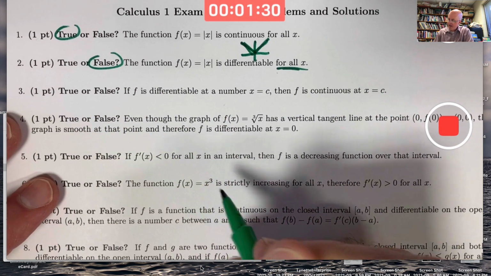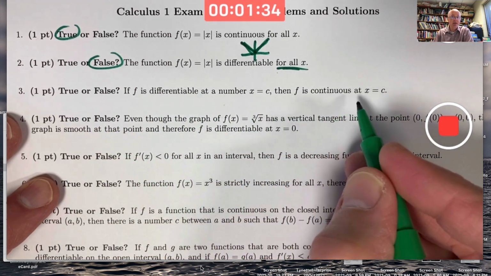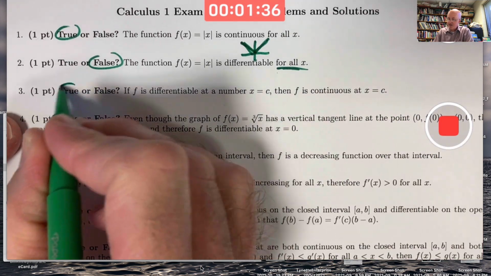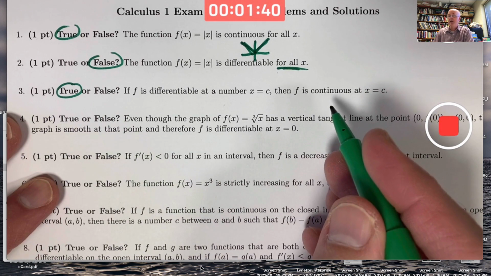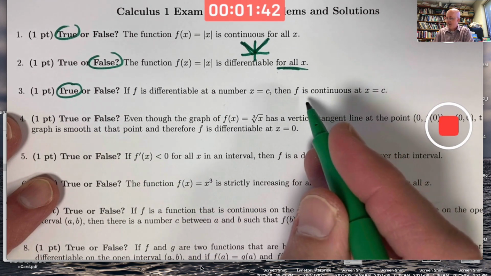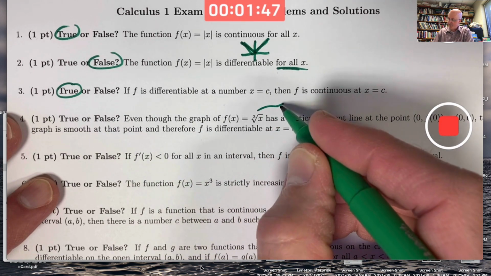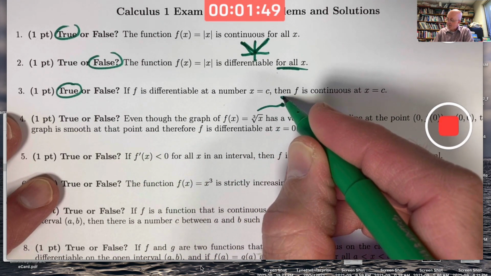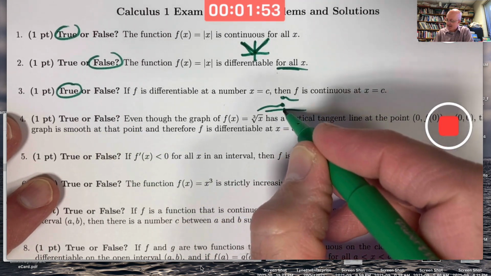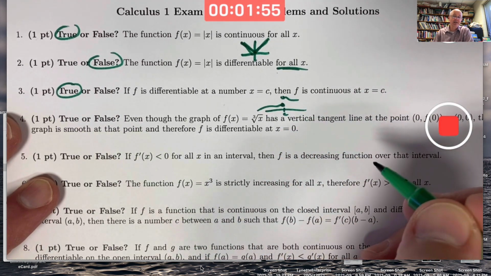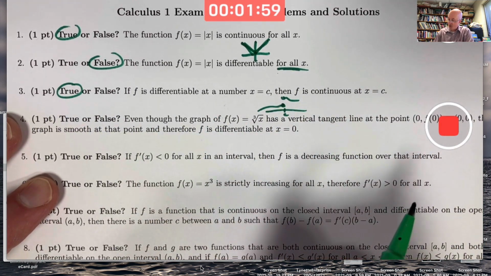Number 3, if f is differentiable at a number x equals c, then f is also continuous at x equals c. That is a true fact. That's a theorem. Usually the way we use this is we use something called the contrapositive of this. If f is not continuous at c, it's not differentiable there. So if your graph happens to have, for example, a jump discontinuity at some value c, not only is it not continuous there, it is also not differentiable. But this is how the theorem is usually proved.